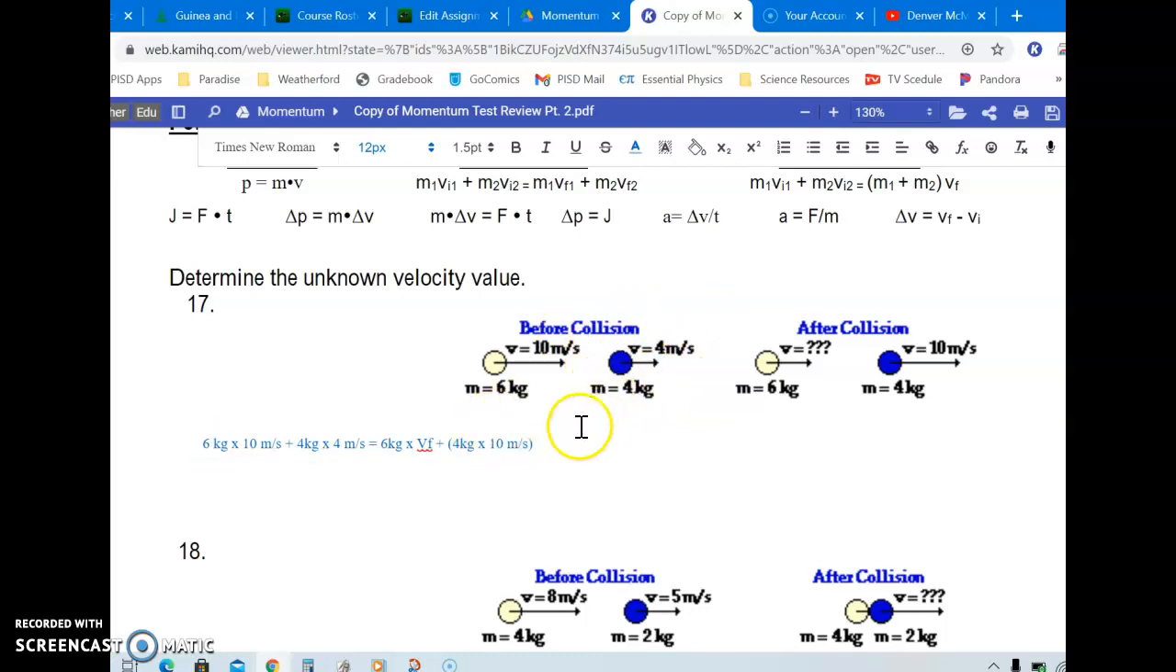So to set this formula up, you would take the mass times the velocity of the yellow ball plus the mass times velocity, 4 kilograms times 4 meters per second of the blue ball, and add those two together to get this side of the equation. Then on the other side, you would have the mass, 6 kilograms, times the final velocity of the yellow ball, which is our variable. We don't know that. And on this side, you're going to have the mass times the velocity for the blue ball, which is going to be 4 times 10.